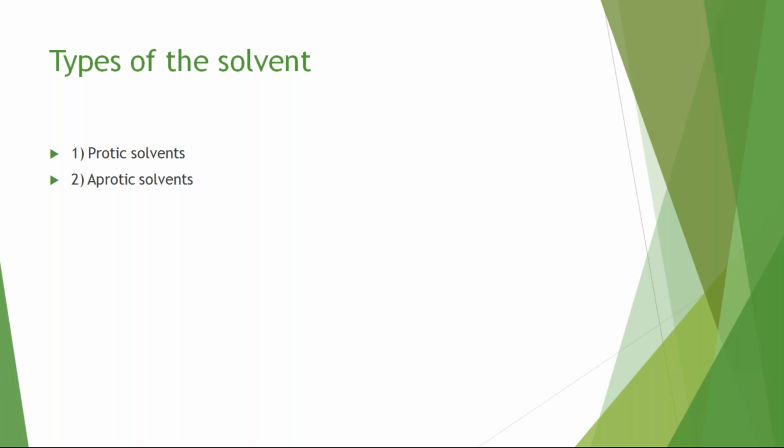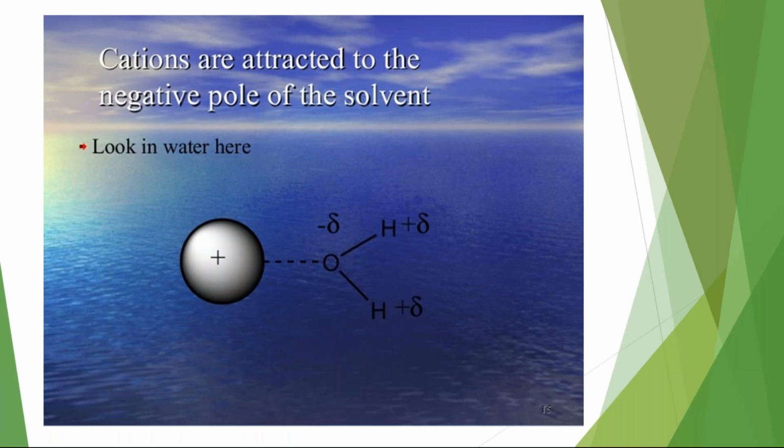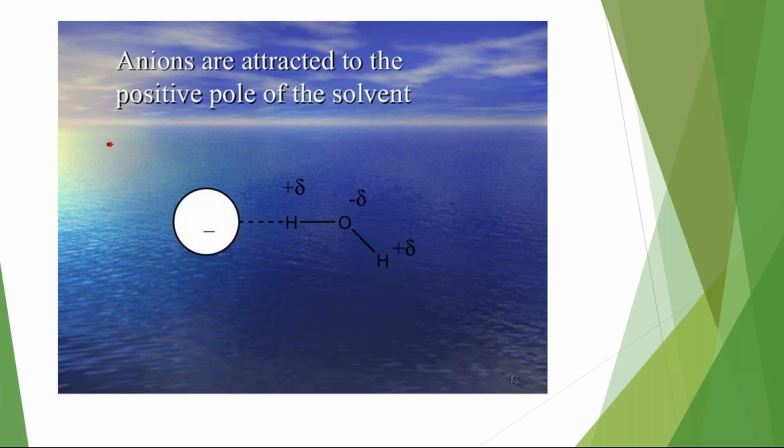So here the solvent is attached to hydrogens through hydrogen bond. So I gave the example right here. The hydrogen is going to form a hydrogen bond with the solute which is having an anion.